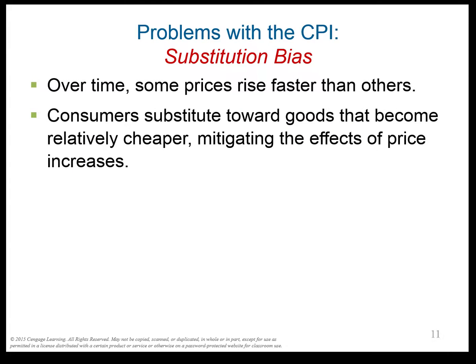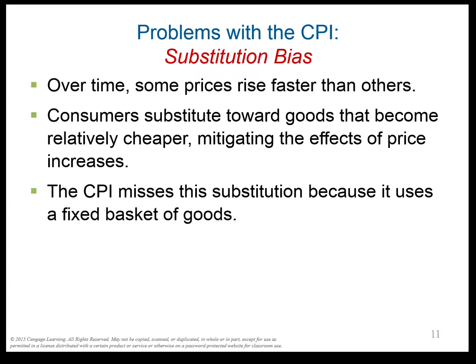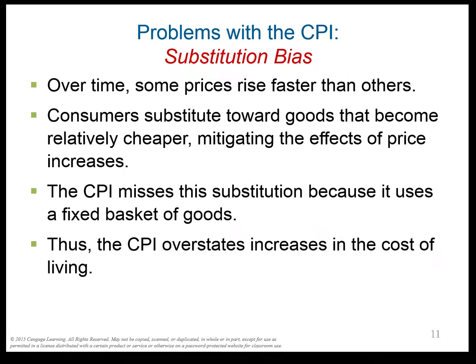When some prices rise faster than others, consumers substitute towards the cheaper goods, right? You and I do this all the time. We stop buying the expensive good, start buying the cheaper good. And so our hypothetical shopping cart is actually less expensive than the CPI shopping cart is, all right? So the CPI uses the fixed shopping cart, the fixed basket of goods, and therefore the CPI overstates the cost of living when we have substitution bias, okay? So the estimate is too high.